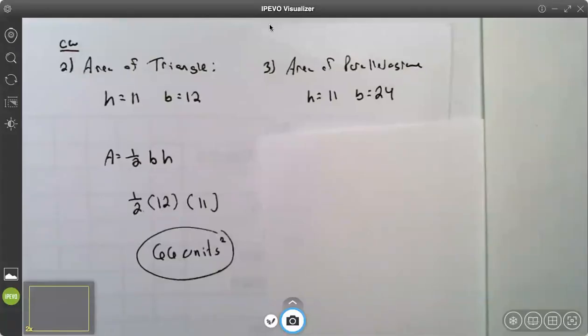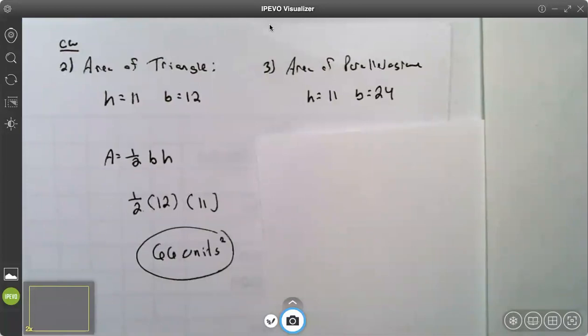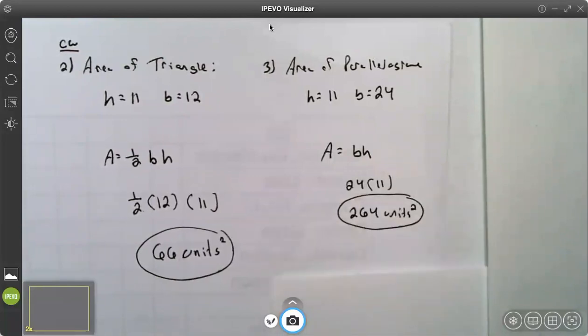Number three, area of a parallelogram which has a height of 11 and a base of 24. Parallelogram, the formula for area is area equals base times height, or length times width. Plug 24 in for your base, 11 for your height. 24 times 11 gives you an answer of 264 square units.